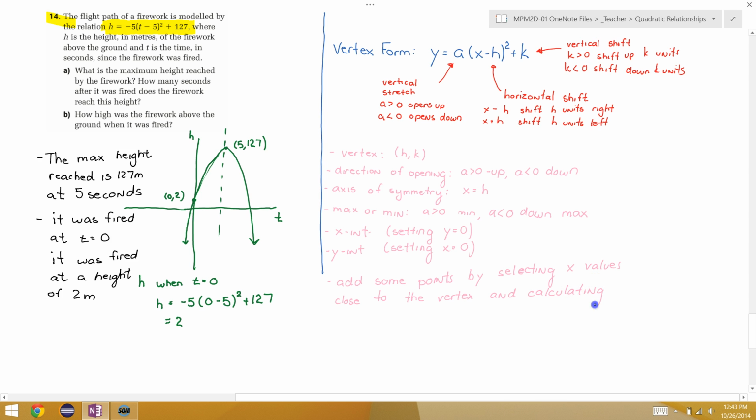Now again, this is not a hard and fast rule you always do, but it makes sense because the vertex is often a critical point in a quadratic that tells us an important piece of information.